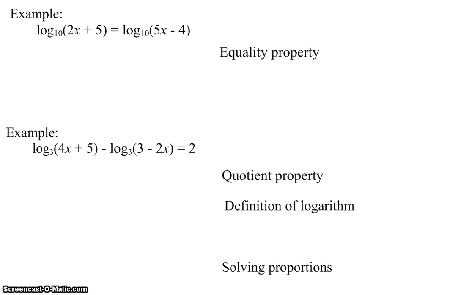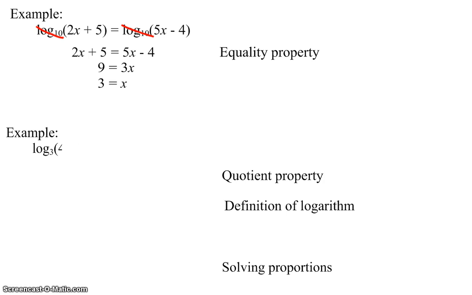Now let's look at some other problems. It just takes some time and practice to recognize which properties you're going to be using. Notice on this one the logs were the same, so I was able to just basically cancel them off. It's the equality property. So what I had was 2x plus 5 equaled 5x minus 4. Simple equation, subtract 2x, add 4, get 9 equals 3x, divide by 3, and x was equal to 3.